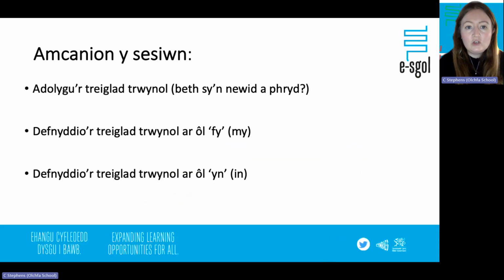So, amcanion y sesiwn, adolygu'r treiglad trwynol, so looking at the nasal mutation, what changes and when do we use it? Defnyddio'r treiglad trwynol ar ôl fy, so the word fy, meaning my, causes a nasal mutation. So we're going to practice using it after fy, and then using the nasal mutation after yn, meaning in if it's a place. Okay, so those are the aims of the session.